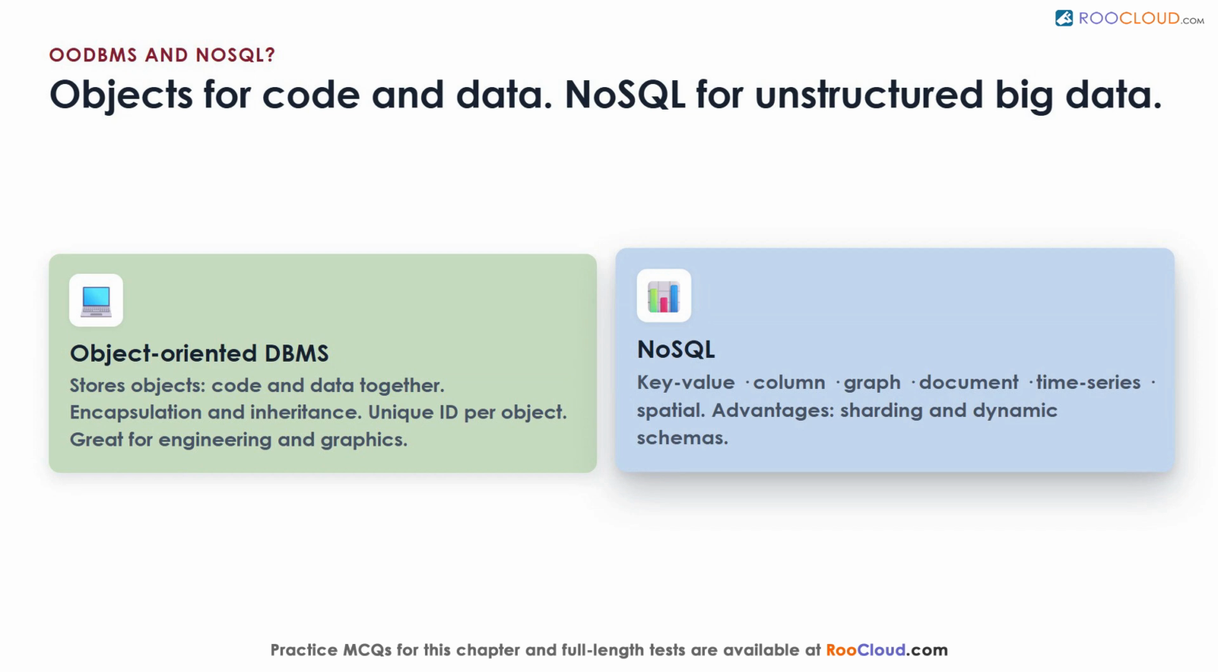Two advantages stand out. Sharding spreads data across servers to share the load. And dynamic schemas let you add data without defining structure first.